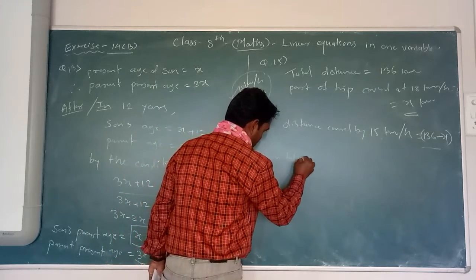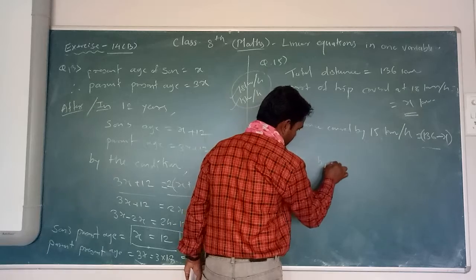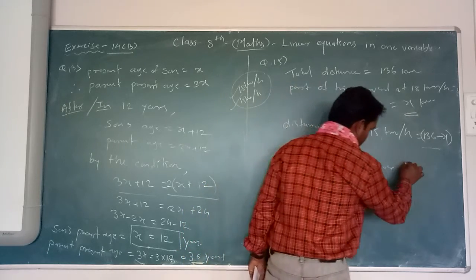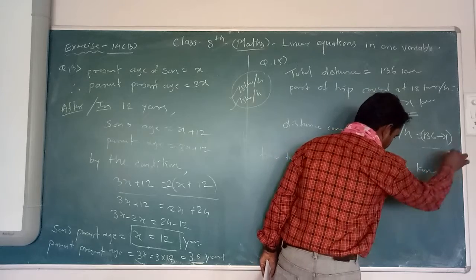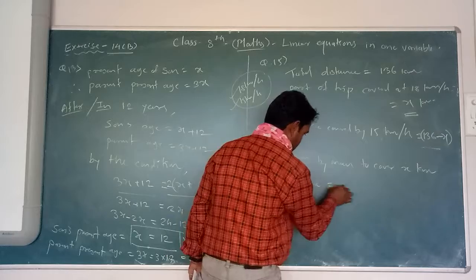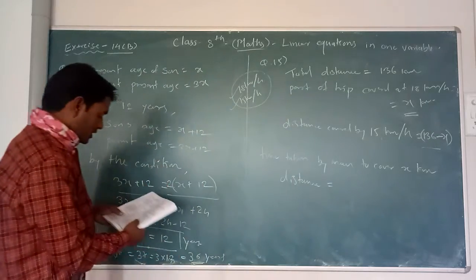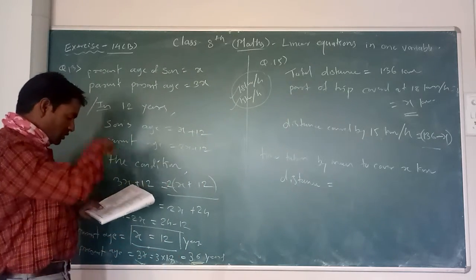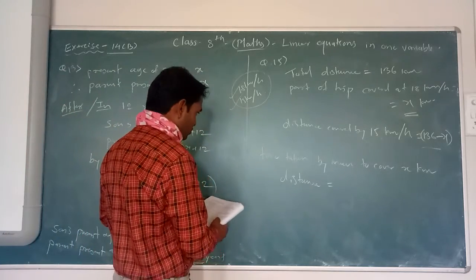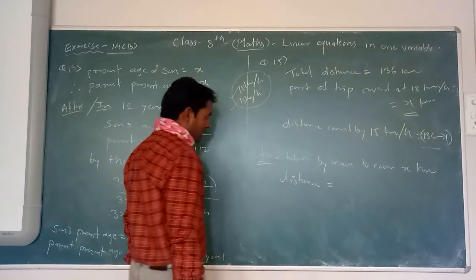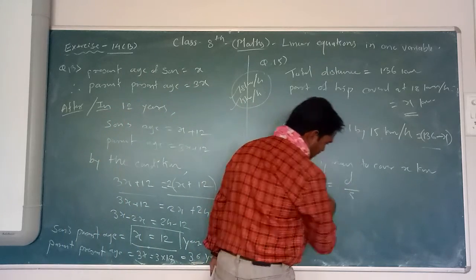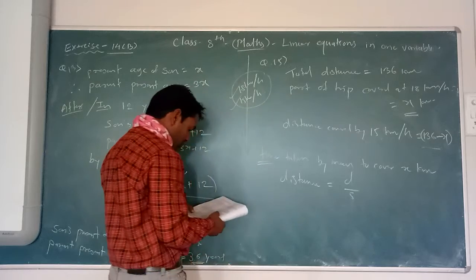Time taken by man to cover x kilometer distance. There is a formula to find the time. Here we are finding the time. Time is equal to distance upon speed. Time is equal to distance upon speed. So time we have to find.